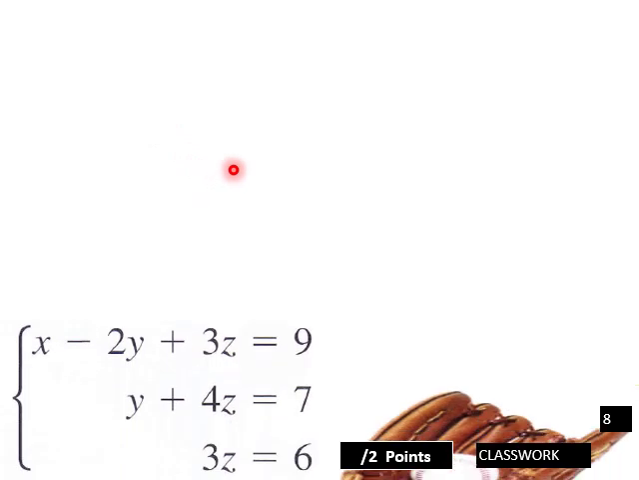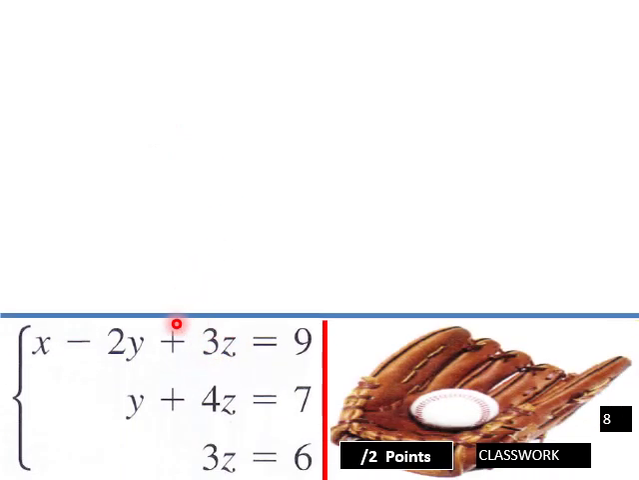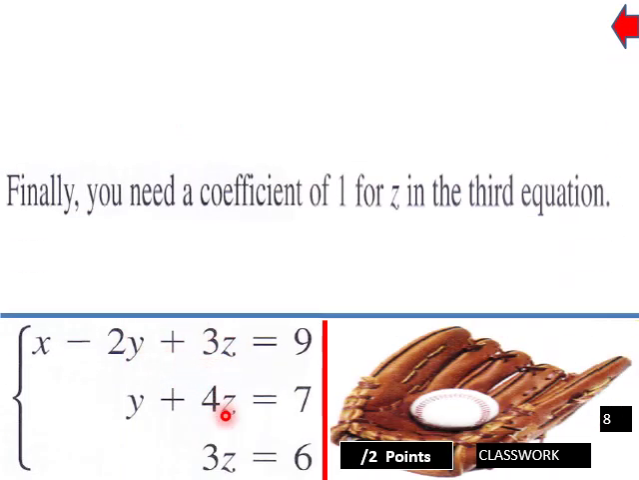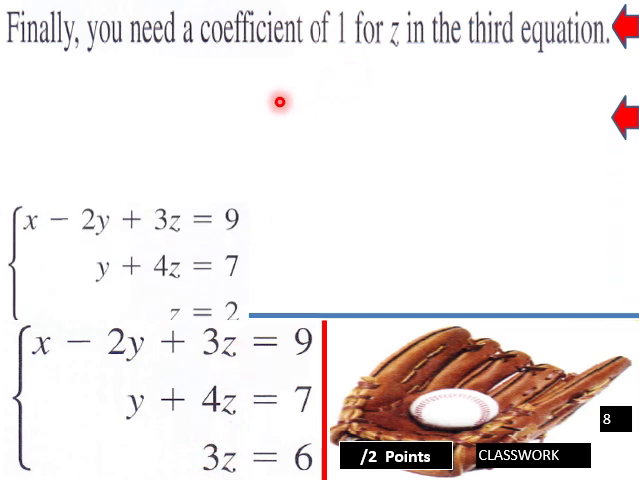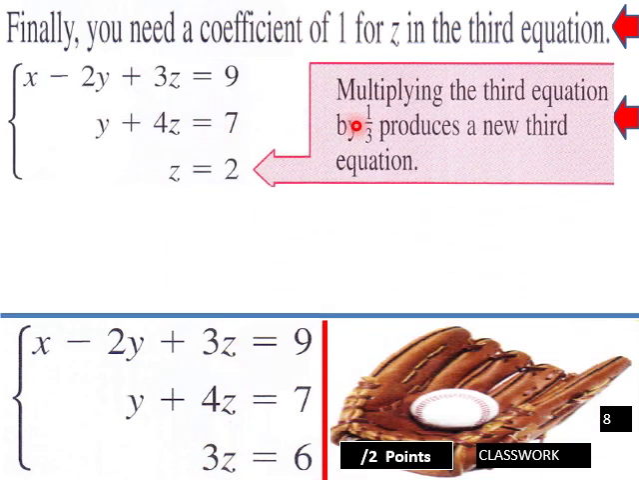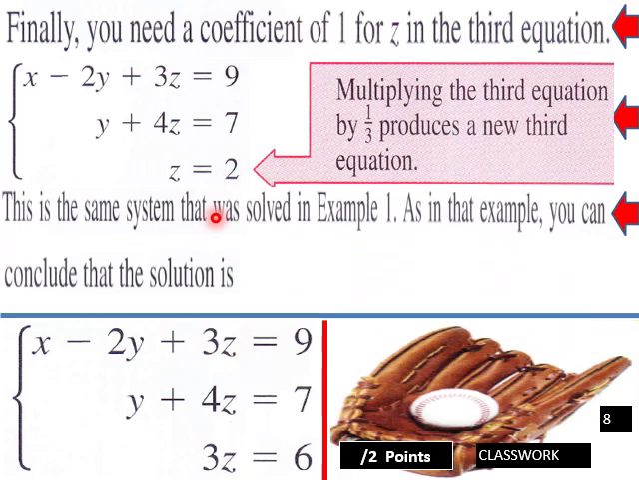Okay, so moving right along here. Here is our triple that we left from the previous page. Finally, you need a coefficient of 1 for z down here. This needs to be changed to 1 in the third equation. So what we do, we multiply this row here by 1/3, and we get z equals 2 now for our third row there.